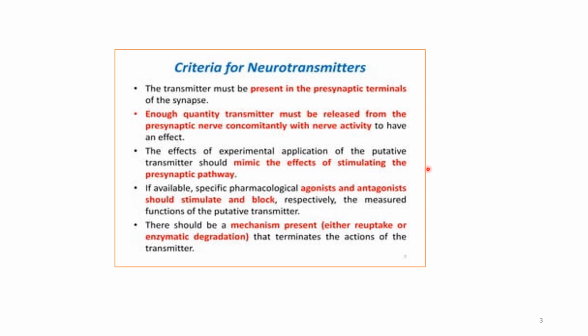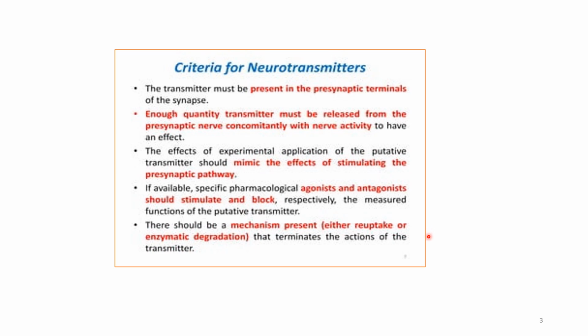Next, the effects of experimental application of the putative transmitter should mimic the effects of stimulating the presynaptic pathway. So if you apply it experimentally, the same transmitter should give the same result. If available, specific pharmacological agonists and antagonists should stimulate and block the neurotransmitter respectively. So if you give an agonist, it will stimulate, or if you give an antagonist to that particular neurotransmitter, it should block the response.